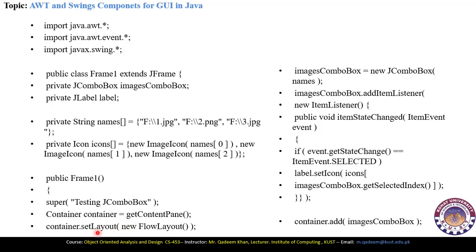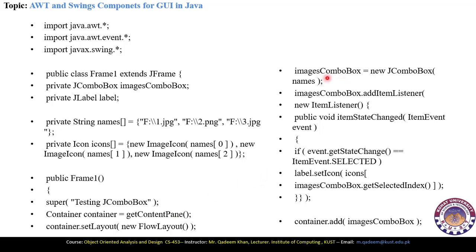and the flow layout of the container is defined here through container.setLayout. New FlowLayout means that the components added first to this container will appear first, and then the next, and so on. So the first component will appear at the upper left, and then the second, and these components will be arranged in that particular sequence from upper left to right.